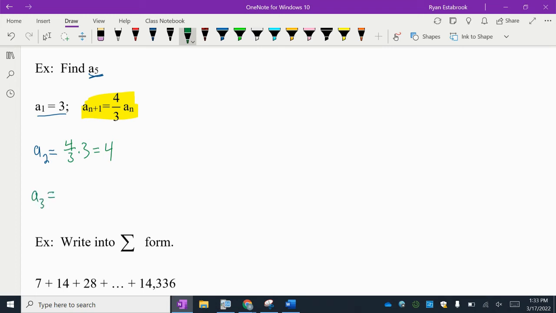So let's go for the third term. This one will be a fraction. To find a sub 3, so now if I plug like 2 in for n, if I want to be specific here, plug 2 in for n, 2 plus 1 is 3, that's a sub 3 equals 4/3 times a sub 2. Here is a sub 2, so 4/3 times that would give us 16/3. This is saying take 4/3 times the previous term to get the next term.